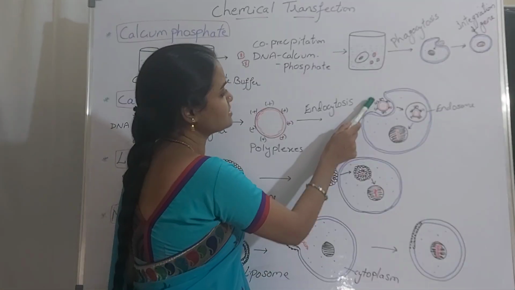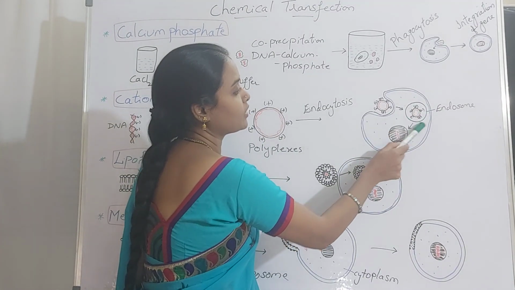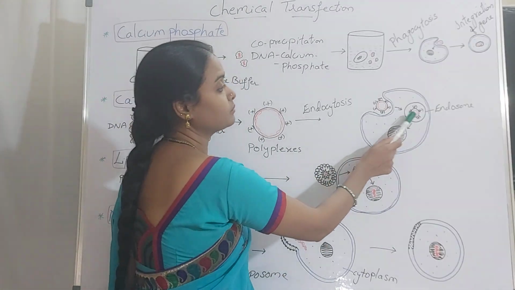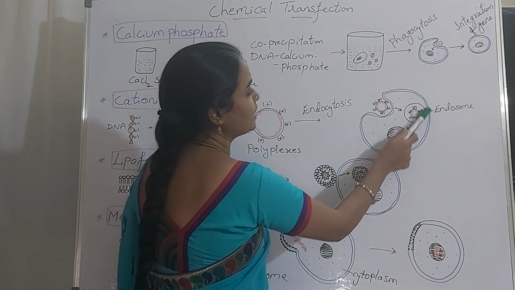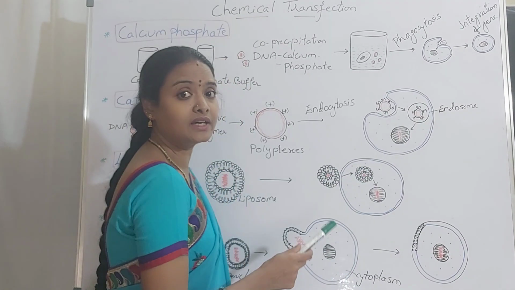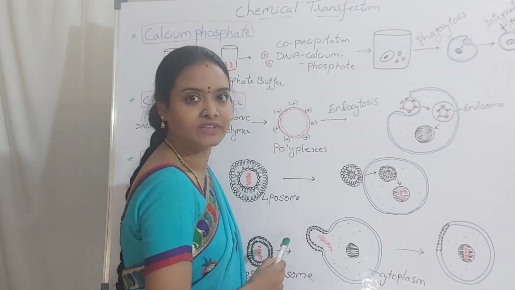As it protrudes inside, it forms a vesicle or a membrane-bound compartment, which is nothing but your endosome. The endosome acts as a vehicle and carries this complex to the nucleus of the animal cell.